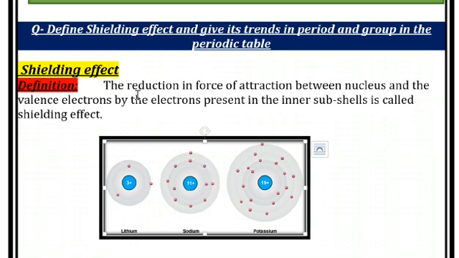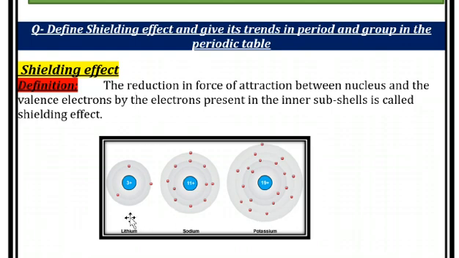So the property, the reduction in the force of attraction, is the shielding effect. Why is there reduction in force of attraction between the nucleus and the valence shell? Due to the presence of inner subshells. Now what happens if one more inner shell is added, as in the case of potassium? Potassium has 19 electrons and there are 3 shells between the valence shell and the nucleus. So there is more reduction in the force of attraction between the nucleus and the valence shell.